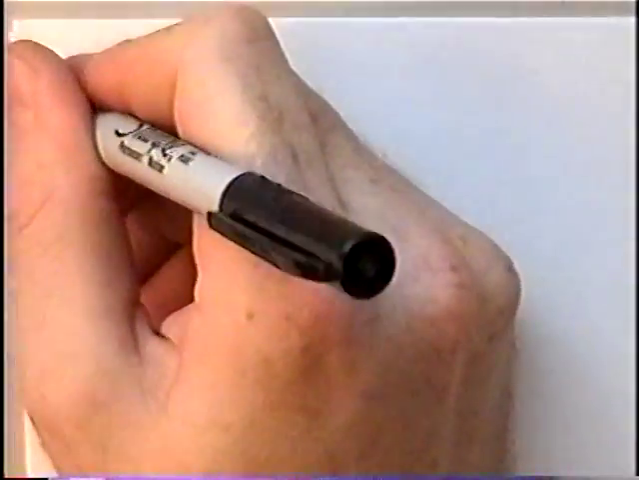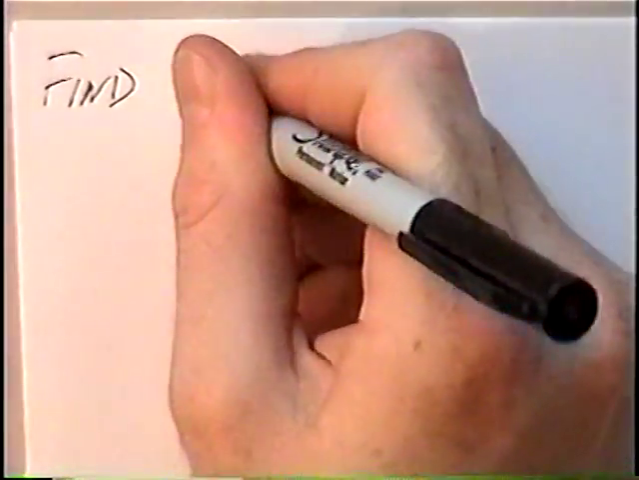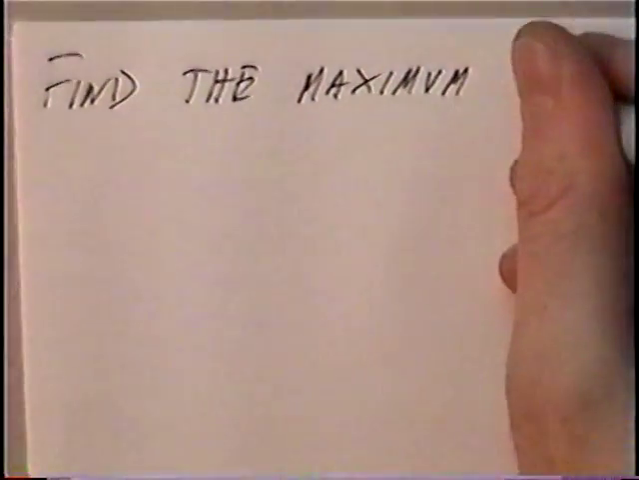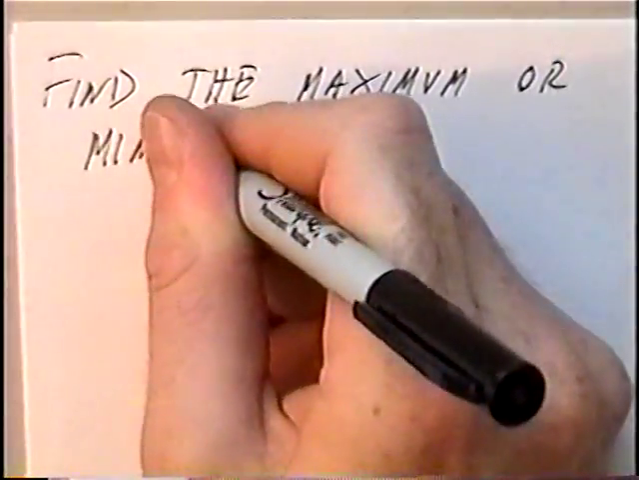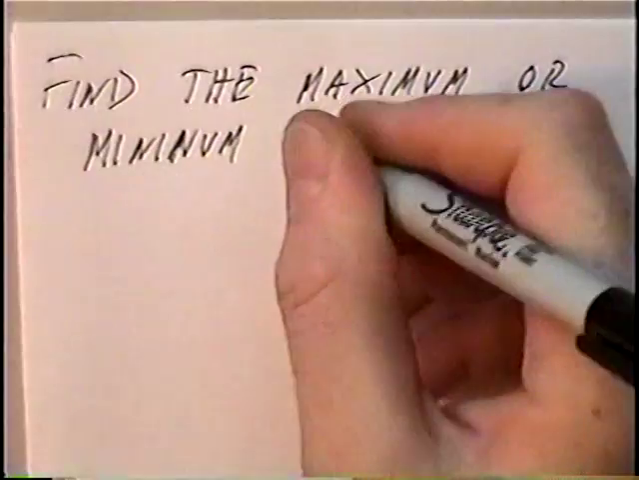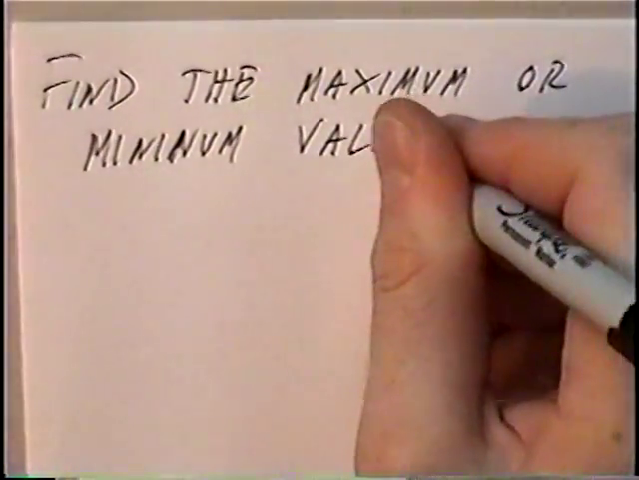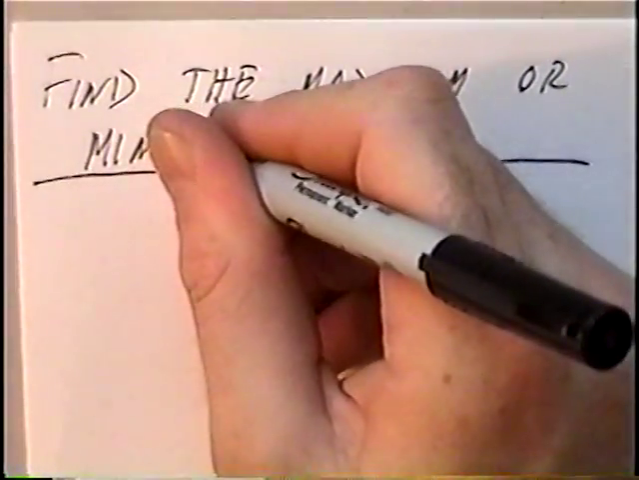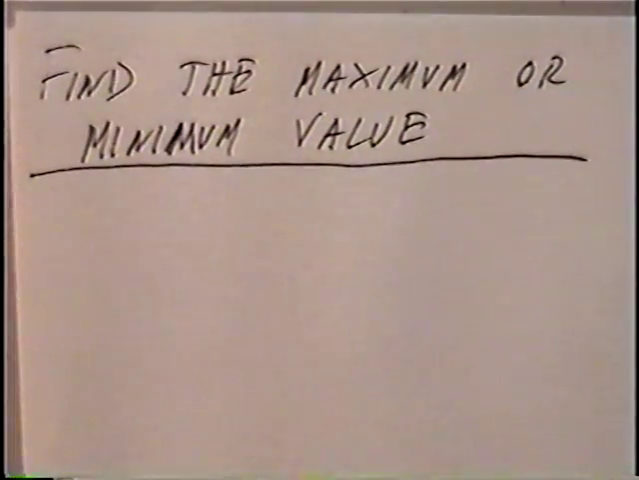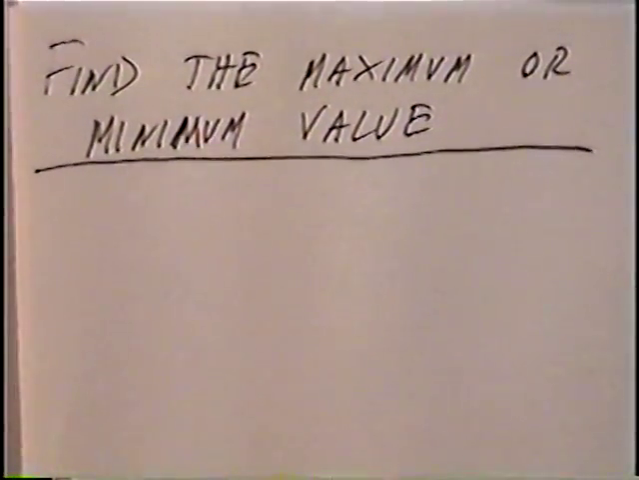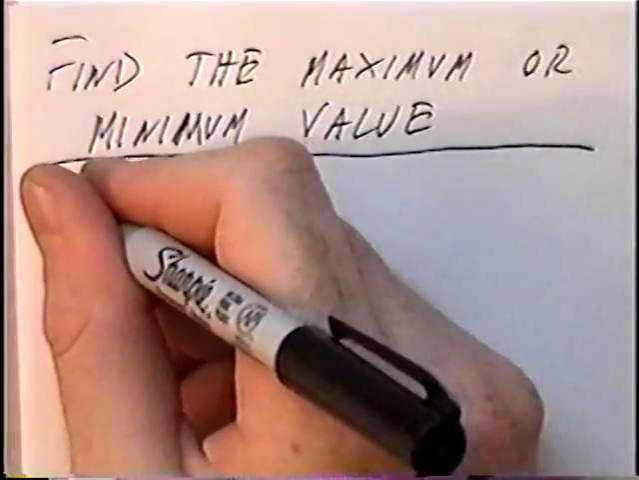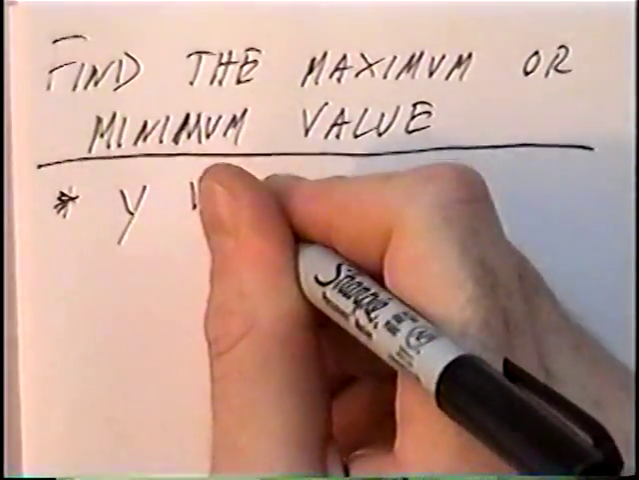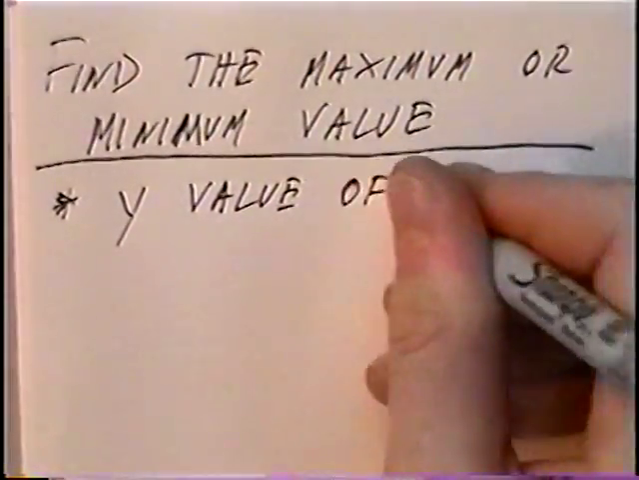Title of the first section is Find the Maximum or Minimum Value. In this section, we'll find the maximum or minimum value for the quadratic equation. The definition for this section, or what we're looking for, is the y value of the vertex.